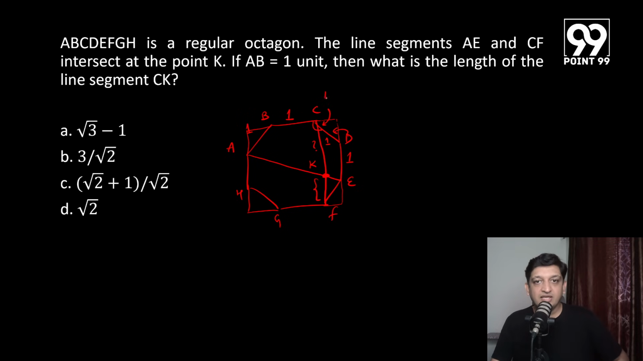Because this is 1, this part becomes 1 by root 2, this part becomes 1 by root 2, because it's a 45, 45, 90 triangle. That is what we have here. So what can we say is the length of CF now?